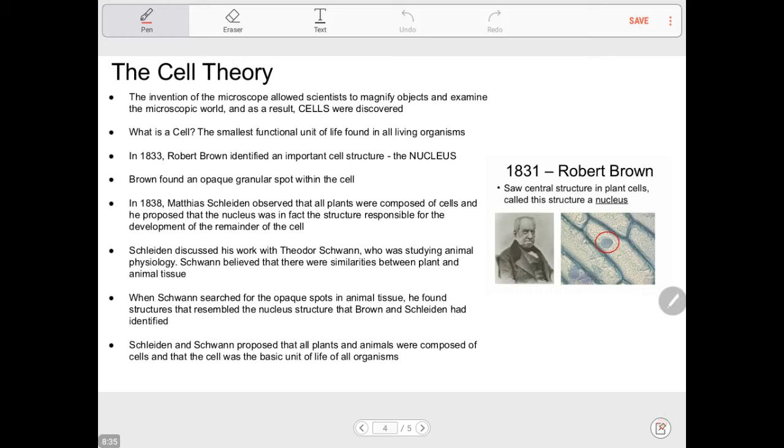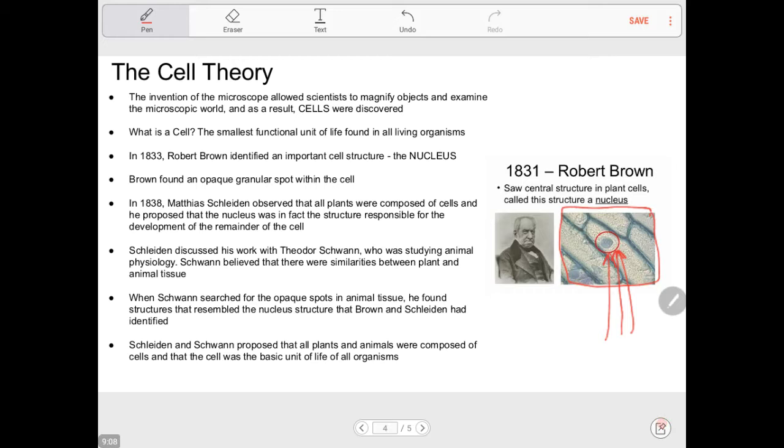In 1833, Robert Brown identified an important cell structure, the nucleus. And I believe this is what he saw right here. Brown found an opaque granular spot within the cell. So again, I could zoom out, but this is the cell, and he found these opaque granular spots. In 1838, Schleiden observed that all plants were composed of cells, and he proposed that the nucleus was in fact the structure responsible for the development of the remainder of the cell.